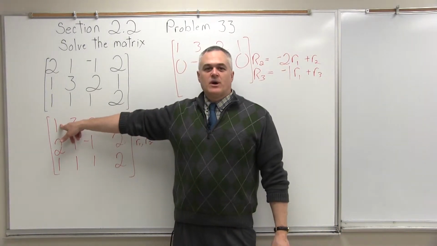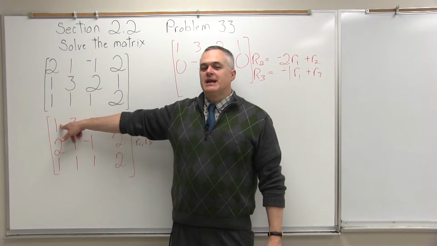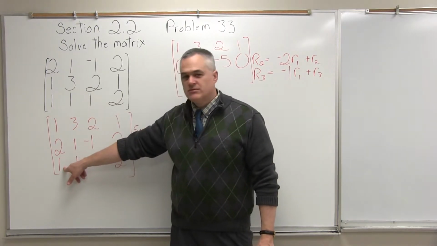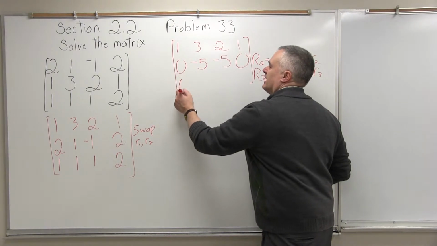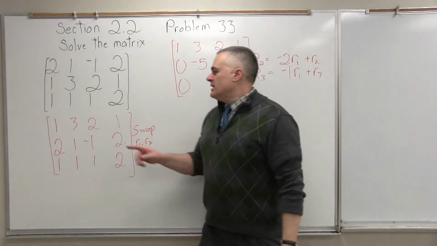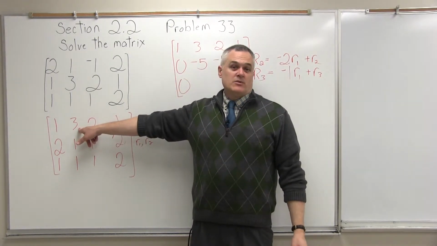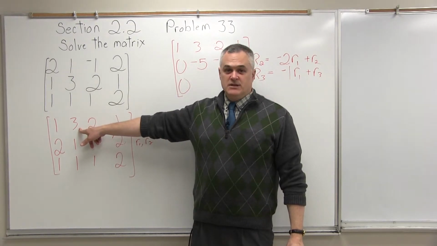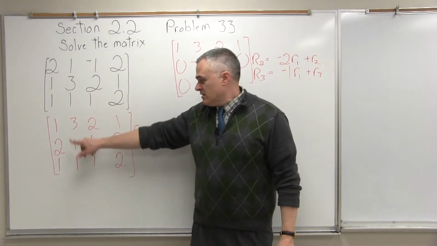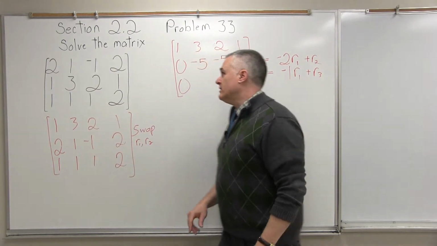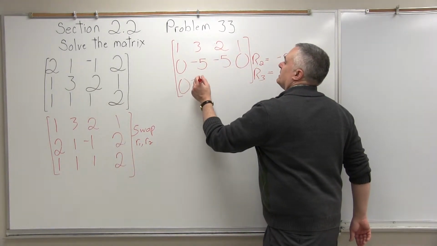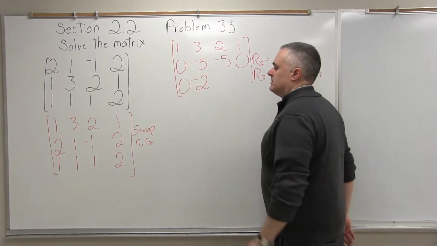Negative 1 times row 1. Negative 1 times 1, I'm going to make a negative 1. Add to row 3. Negative 1, positive 1. There's the 0 that I was hoping to get. Next position, negative 1 times row 1 will be negative 1 times positive 3. So when I multiply, I get a negative 3. Add that to row 3. So negative 3, positive 1. Negative 3, positive 1 will be negative 2.